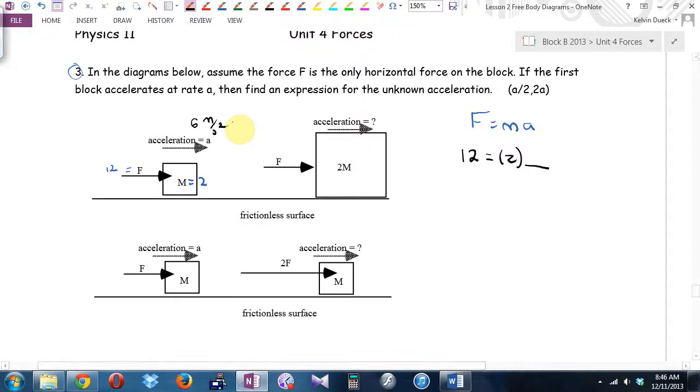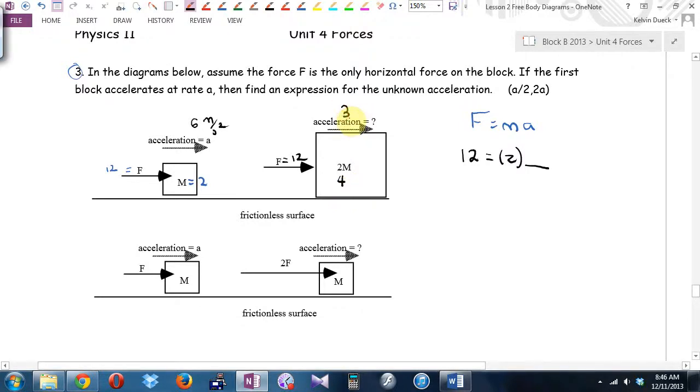Now, let's go to the right-hand diagram. What's the force in the right-hand diagram? Still F, so still 12. But what did they say the mass was in the right-hand diagram? So instead of 2, what would it be? This must be a mass of 4. What would the acceleration be in the right-hand diagram? Got to be 3. Yes?